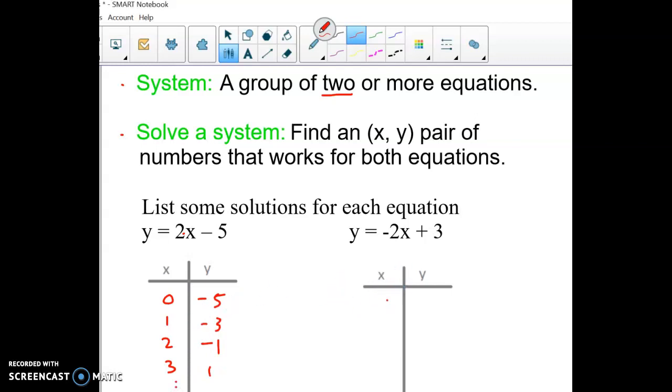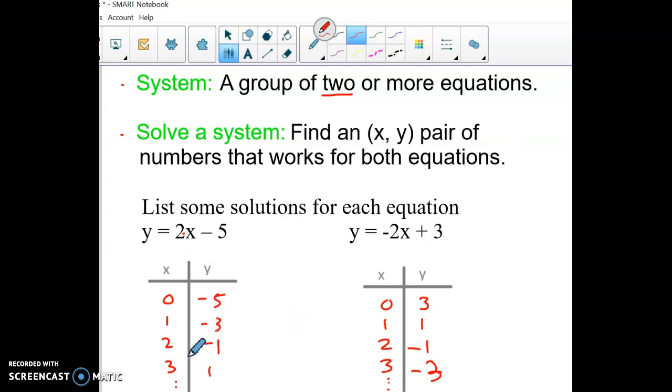So I could do the same thing over here, right? I'm just going to pick some values of x. I'm arbitrarily picking them or just picking easy ones. Plugging them in, 0 and 3. When x is 1, y would be 1. When x is 2, y would be negative 1. When x is 3, that would be negative 3. Sorry, messed that up there for a second. All right. So this one again has infinite number of solutions.